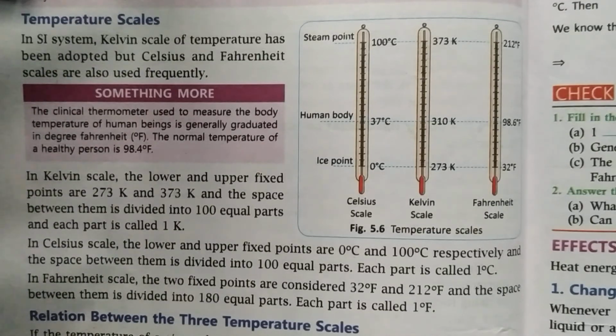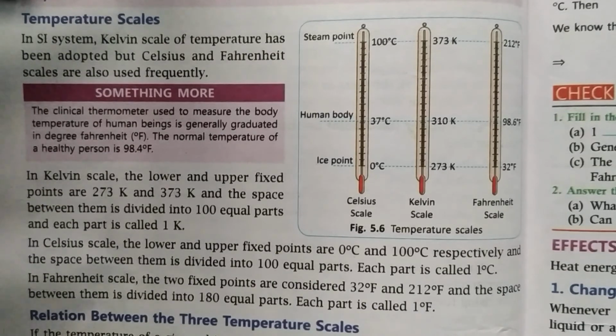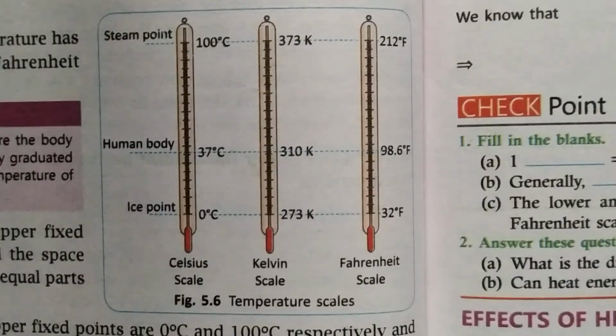We are going to study the temperature scales of Kelvin, Celsius and degrees Fahrenheit. In the SI system, the Kelvin scale of temperature has been adopted, but Celsius and Fahrenheit scales are also frequently used. One more point: the clinical thermometer used to measure the body temperature of a human being is generally graduated in degrees Fahrenheit, and the normal temperature of a human is 98.4 degrees Fahrenheit. And very often we see 98.6 degrees Fahrenheit written in many places.